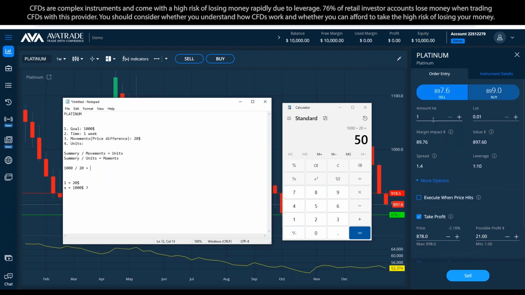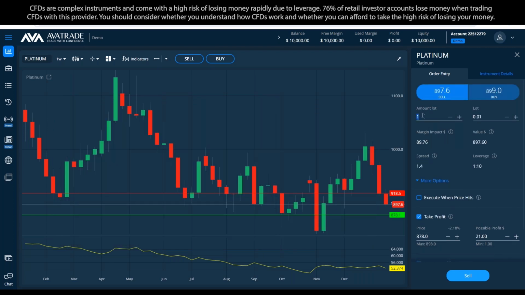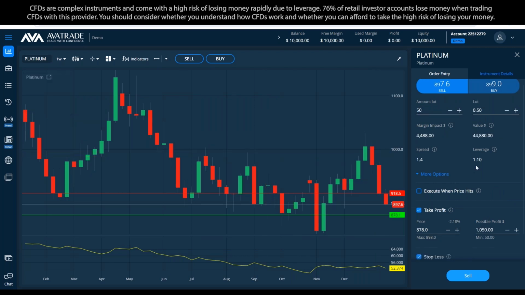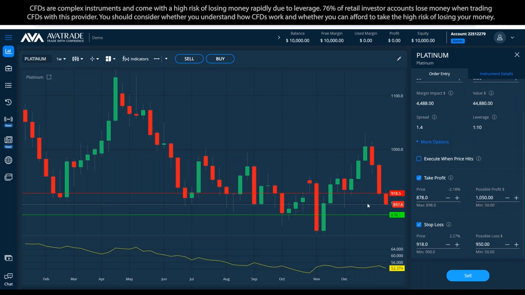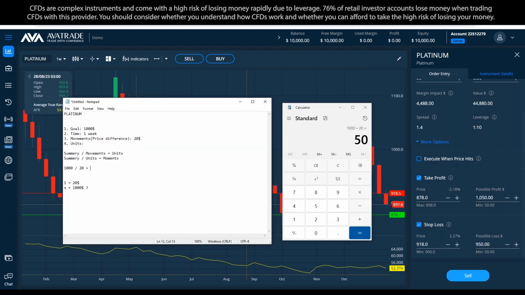Hypothetically, if we're gonna put 50 here, it's supposed to show us 1,000 in profit. Let's try. 5, 0, perfect. Okay. Oh, it moved a little? Oh, it did move a little. Never mind. You see, the idea here is very simple to grasp.